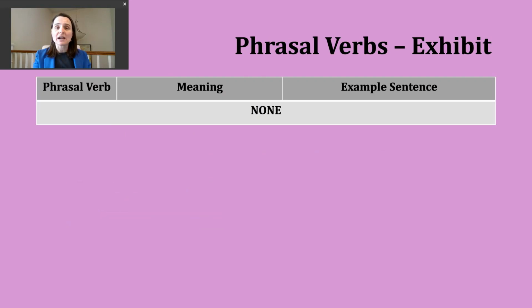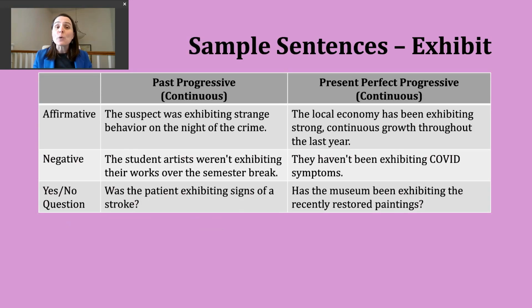Now, you should be aware there aren't any phrasal verbs that we need to study today, no additional meanings, so we can focus on practicing a couple different verb tenses. Today, we're going to practice the past progressive and the present perfect progressive.